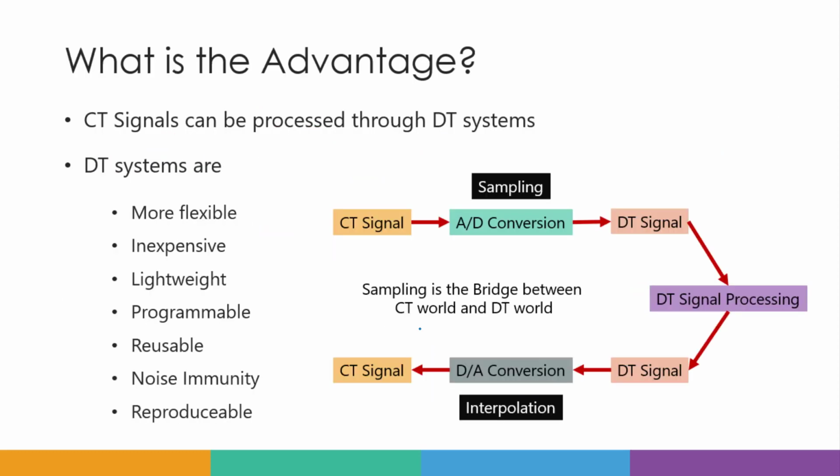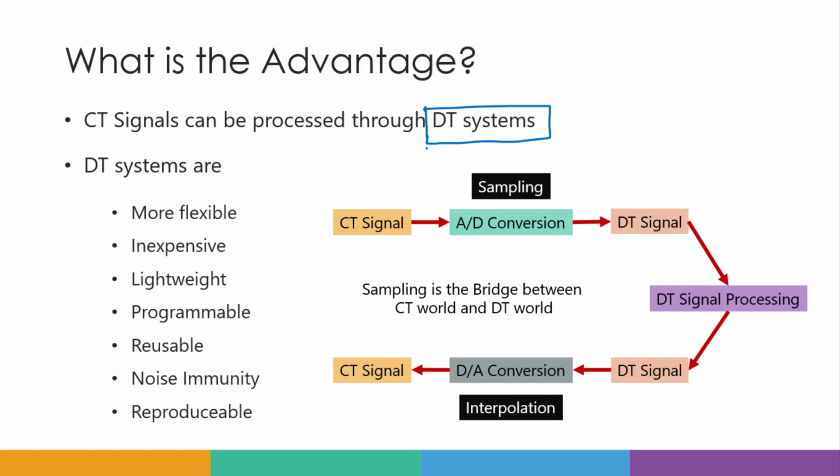What is the advantage? Why do we go through these kind of difficulties of converting a continuous time signal to samples and processing? Why are we doing all these things? Because this sampling process helps us to convert our CT signals to DT signals, that is discrete time signals, and we can process these signals using DT systems. Now we have a question, why can't we process through CT systems? Why are we going for a DT system?